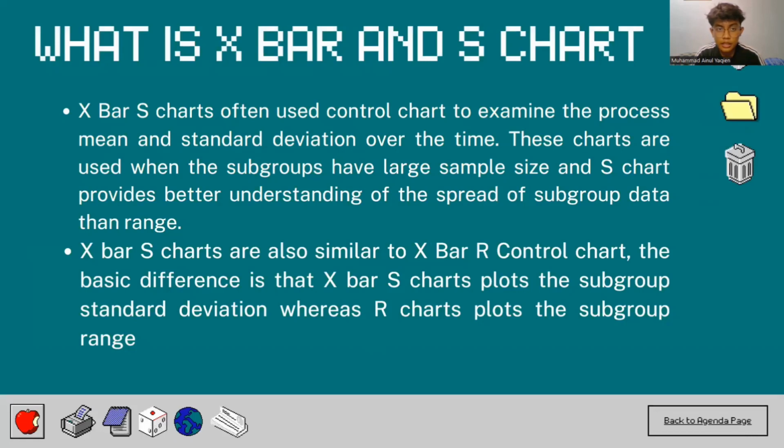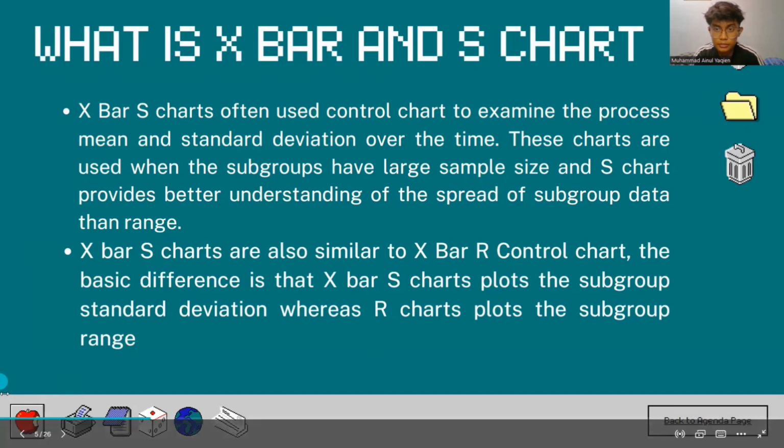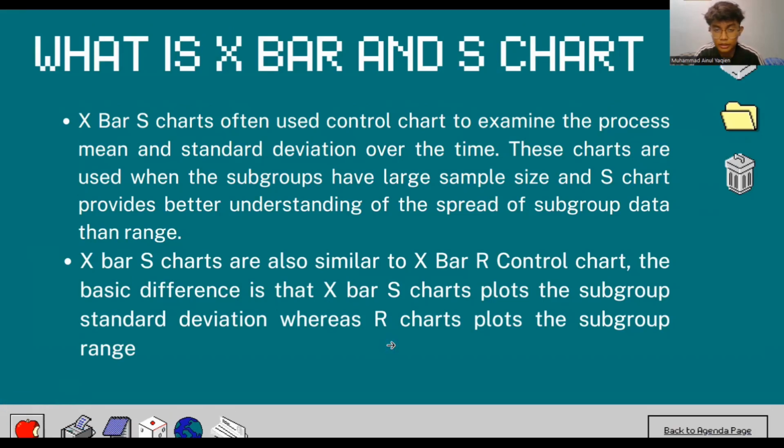Basically X bar and S charts are often used control charts to examine the process mean and standard deviation over time. These charts are used when the subgroups have large sample size, and the S chart provides better understanding of the spread of subgroup data than range. So X bar S charts are also similar to X bar R control charts. The basic difference is that X bar S chart plots the subgroup standard deviation, whereas R charts plot the subgroup range.